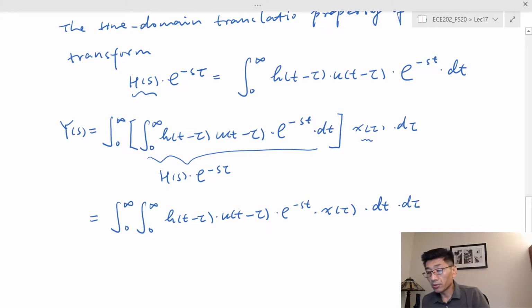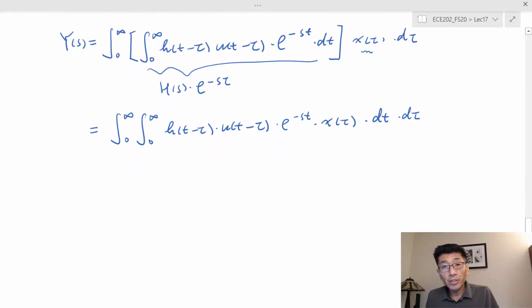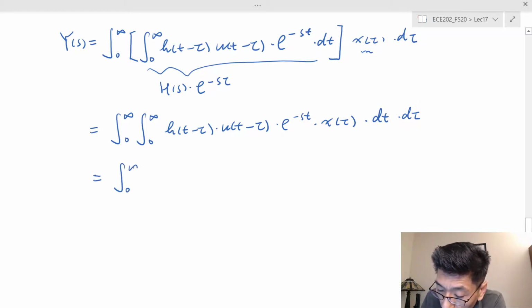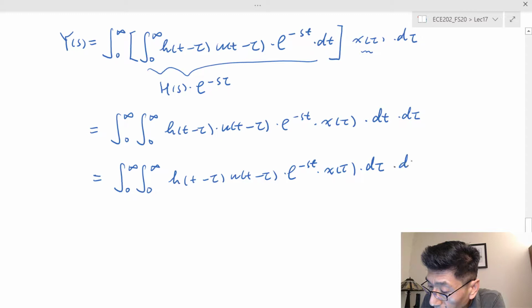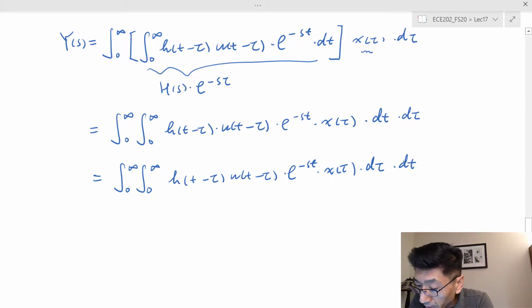Since this is a double integral, I can switch the sequence in which I integrate the variables. I can first integrate τ instead of t. So the next step, I switch the integration sequence. The integrand doesn't change: h(t − τ) u(t − τ) e^(−st) x(τ). I first integrate with respect to τ and then integrate with respect to t.